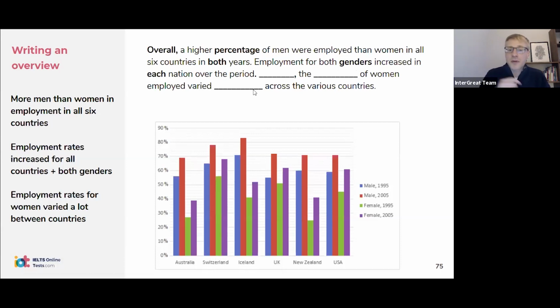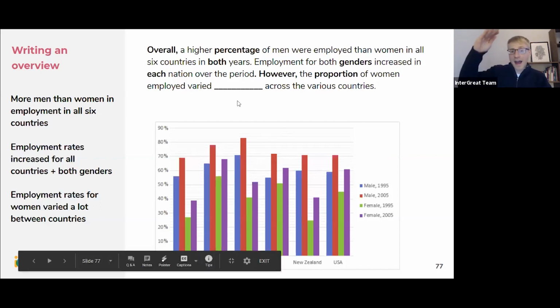So employment rates increased, and we want to make a contrast. So we can say, however, what's the missing word? The something of women. Some of you said this earlier. Is it the number of women or the proportion, possibly? Yeah, very good. We can say the proportion of women varied.